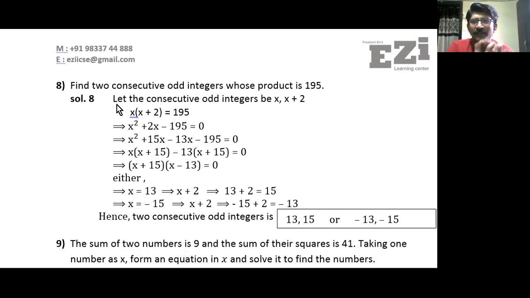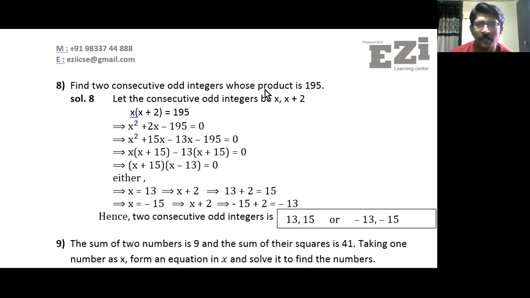I hope you finished writing. Okay. Find two consecutive odd integers whose product is 195. So let's say the first odd integer will be x. Now it is odd. Odd means, suppose the first one is 1, then the second one would be 3. Are you getting it? Because odd integers are 1, 3, 5, 7, and so on. So the next odd integer would be x plus 2. So what are the two odd integers? x and x plus 2, isn't it?